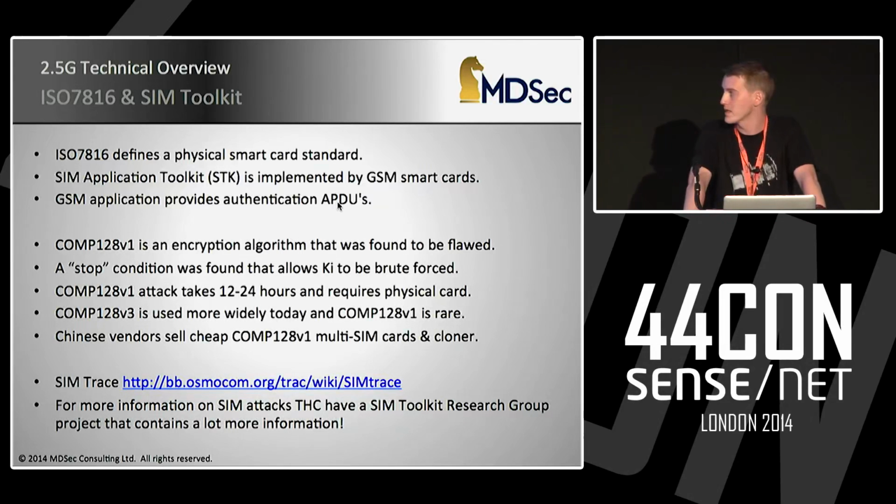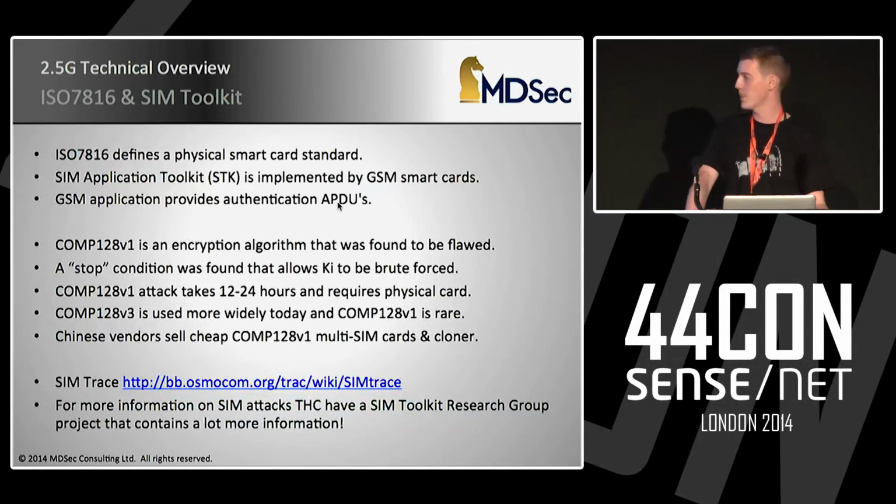Some known weaknesses within smart cards was Comp128 version 1, which was an encryption algorithm that was found to be flawed. Essentially that was because of a stop condition that allowed for a brute force attack to be leveraged against the SIM card to disclose the KI key over a period of time. That can take a 12 to 24 hour period and requires physical access to the SIM card.